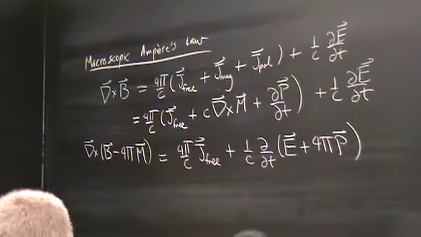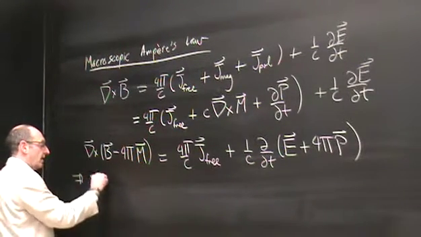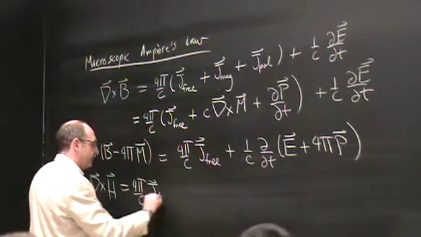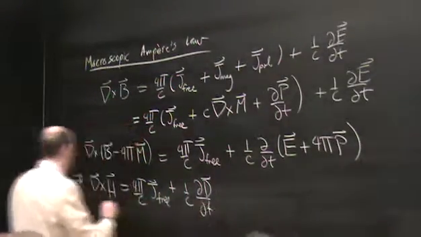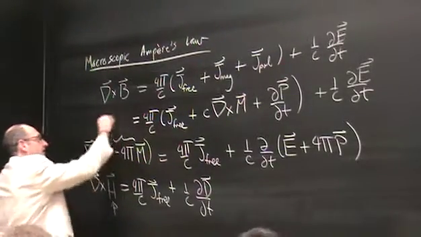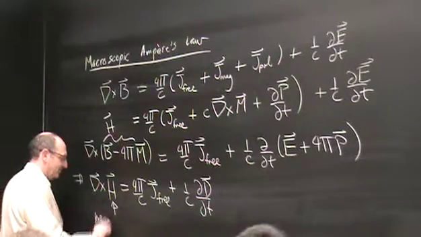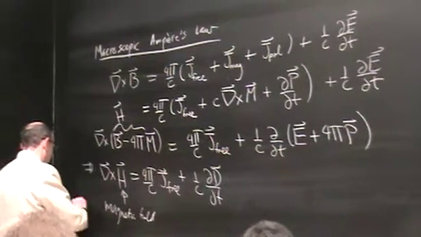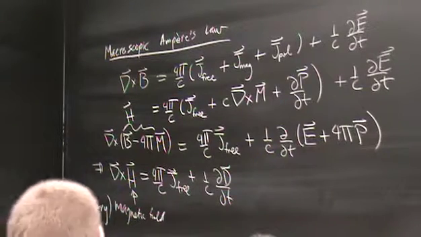Right? And so we end with the following equation. Del cross H is 4 pi over C J free plus 1 over C dD/dt, where H is this field. And that field has the name, unfortunately, the magnetic field. Now, in physics, we tend to call this the auxiliary magnetic field. I'll come to this in a little bit.